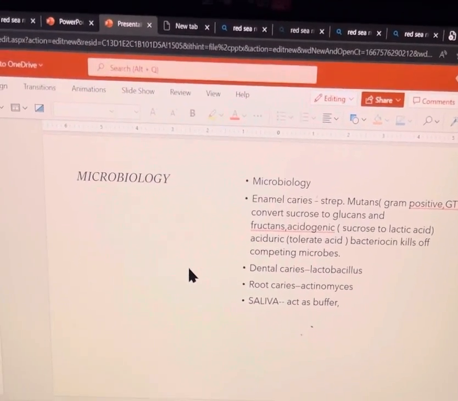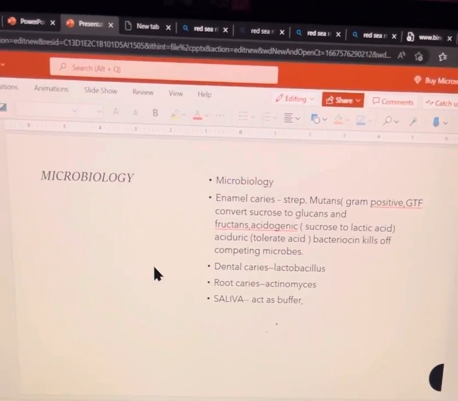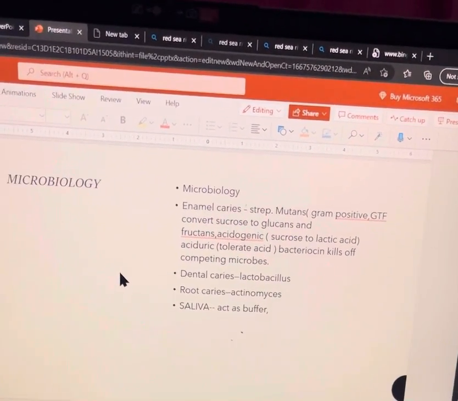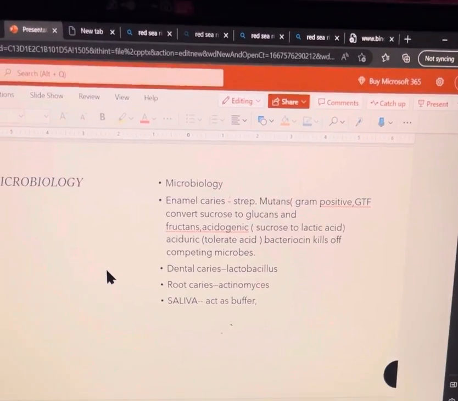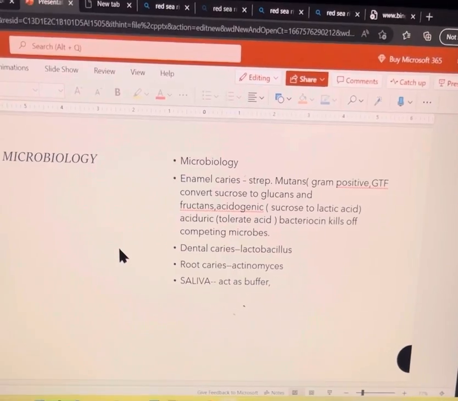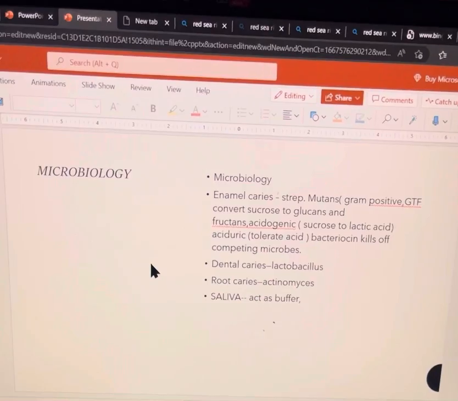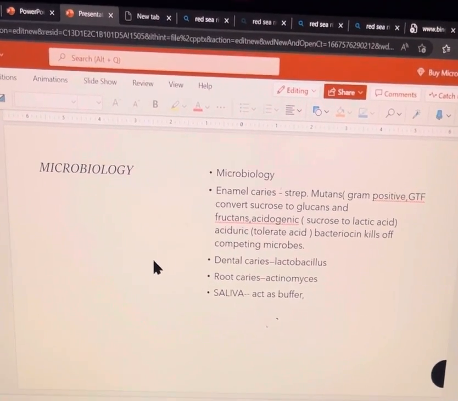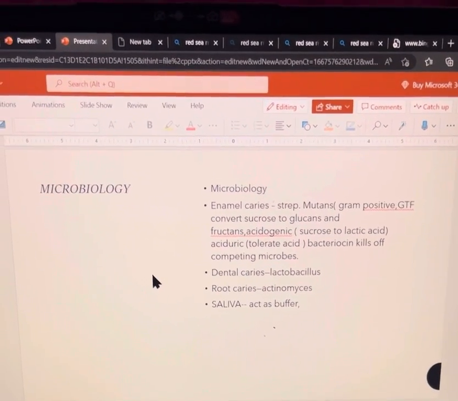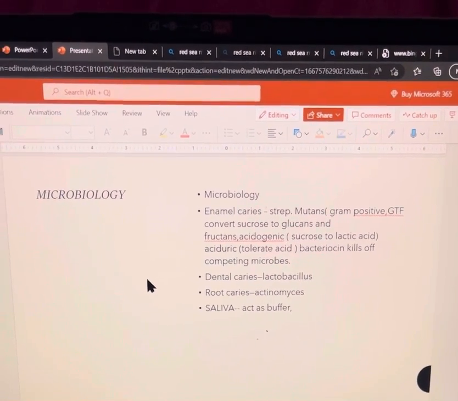Now we're going to talk about some microbes which are responsible for caries. For enamel caries, it's always Streptococcus mutans, the favorite one, and this microorganism has its own features. What are these features? First, it is gram positive. Second, it has GTF, glucosyl transferase. What it does is convert sucrose to glucans and fructans.